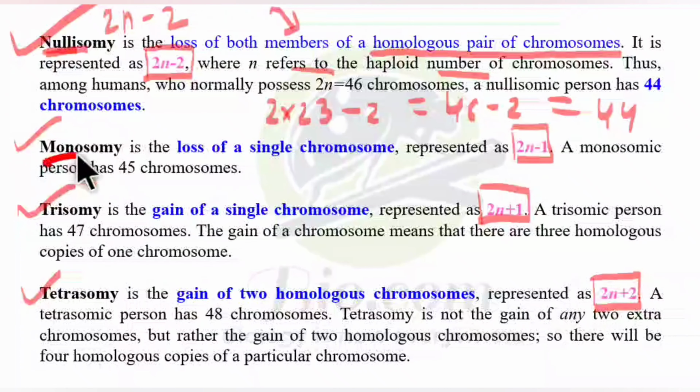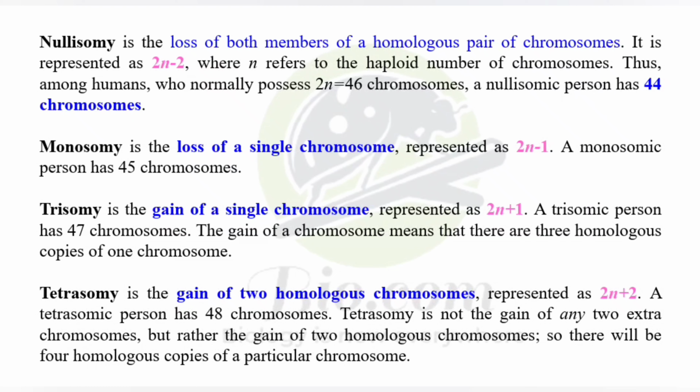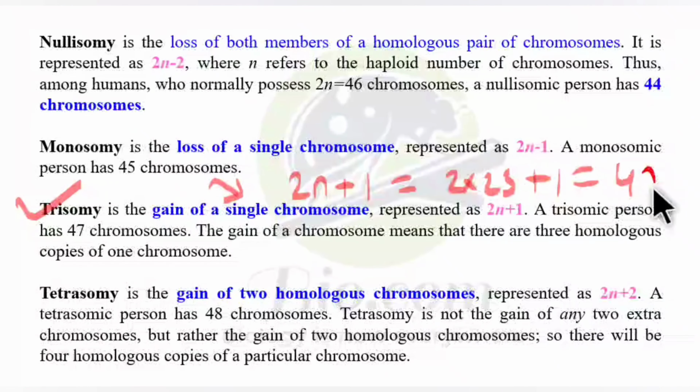Now monosomy. Mono means single. So a loss of a single chromosome can be represented as 2n minus 1. So 2 into 23 minus 1, it means 46 minus 1 is equal to 45. So a person suffering from monosomy will have 45 chromosomes. Now, trisomy means a gain of a single chromosome, that is 2n plus 1. It means 2 into 23 plus 1 is equal to 47. So a person suffering from trisomy will have 47 chromosomes.